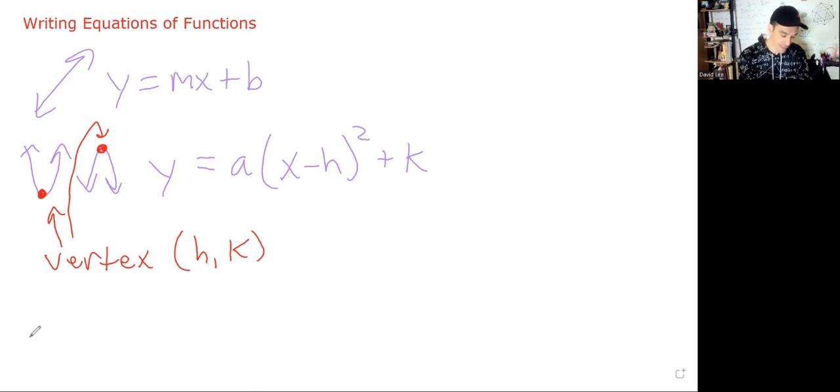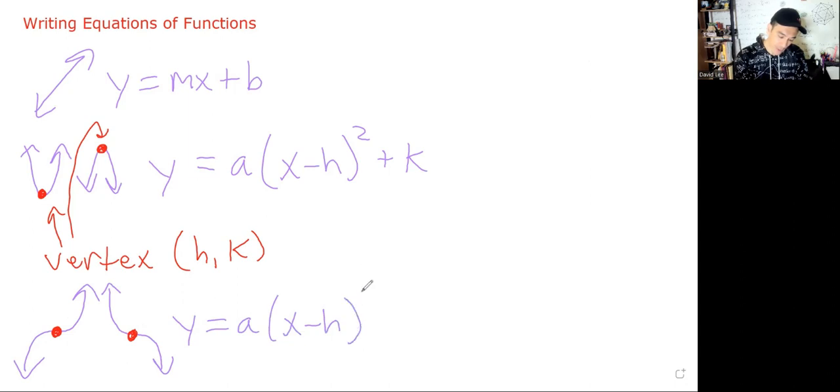Okay. What about something like this? What if we have a cubic like that there? Or possibly, let me try that again, draw it a little differently. Something like this, or possibly something like this here, where your vertex in red would be this point here, or that point there. Well, the equation that goes with this one would be y equals a(x minus h) cubed plus k. So those are three cases so far.